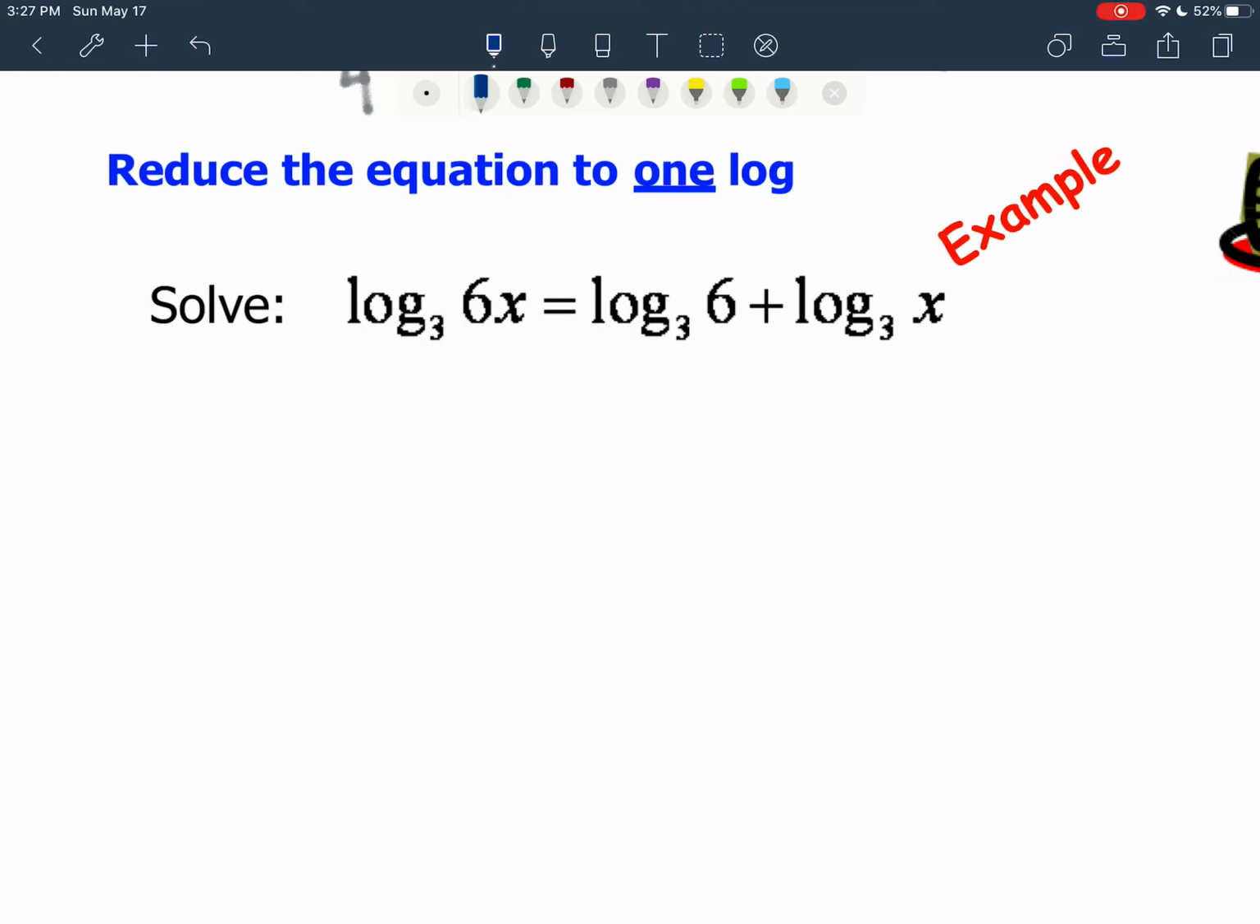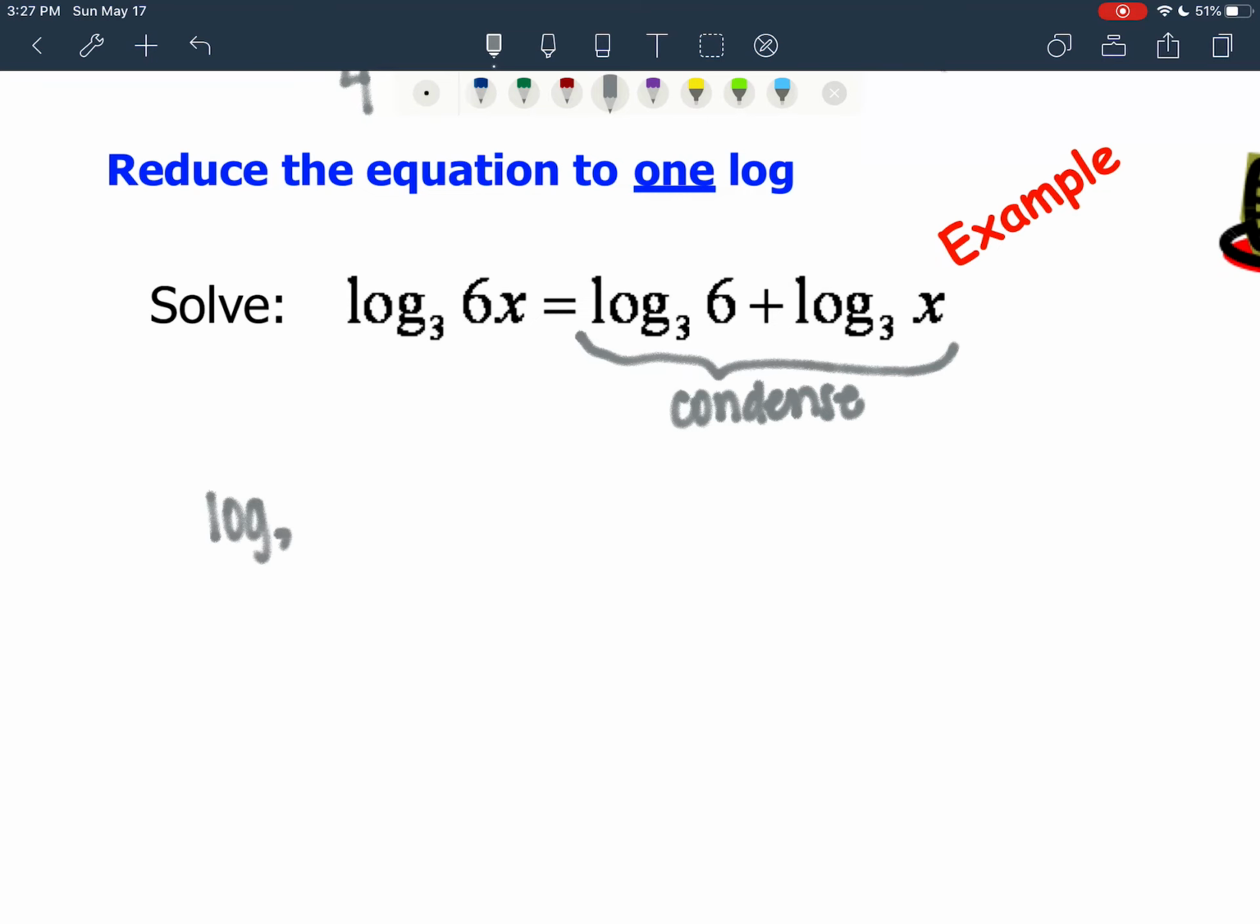Okay, here's an equation. Log base 3 of 6x equals log base 3 of 6 plus log base 3 of x. Let us go ahead and reduce the equation to one log. So the first thing I'm going to do is condense the right-hand side of this equation.